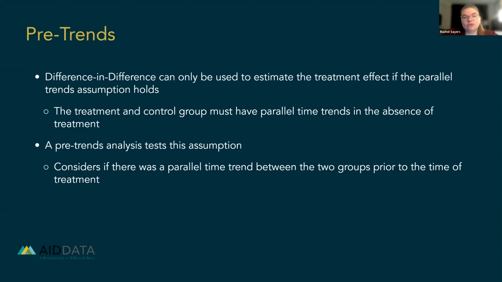So again, we put together some code for you that runs a pre-trend analysis. And there are two ways to consider the pre-trends. The first is looking just at the raw pre-trends. So this is just plotting the outcome variable against time. And this allows you to see the general pattern. And I think we have an example of that on the next slide, maybe.